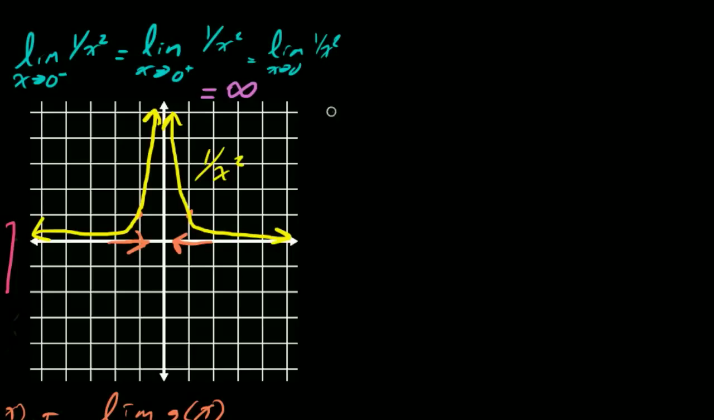Let me just also say, what if we were taking the limit as x approached 0, and instead of 1 over x squared, what if our function was minus 1 over x squared? What would our function look like then? Well, it would look exactly like our function here, except it would just be flipped over the x-axis, right? Because the behavior of the function is still going to be the exact same.